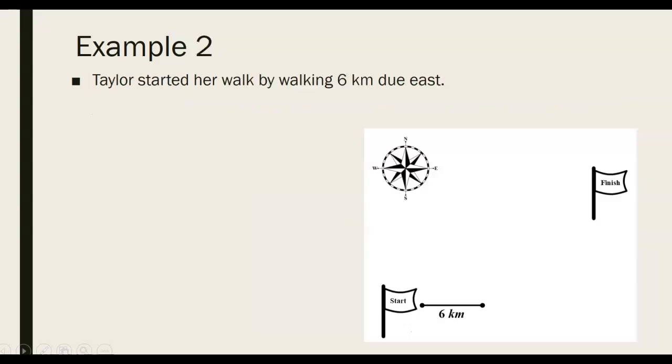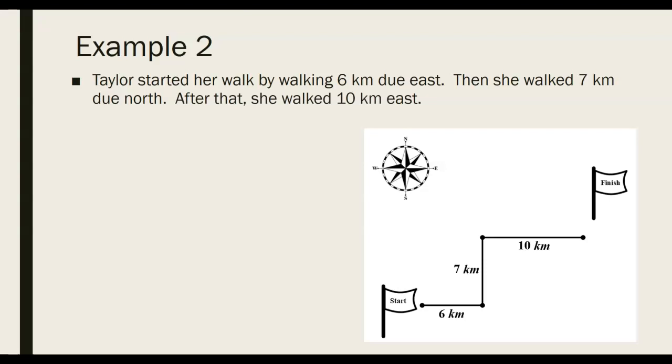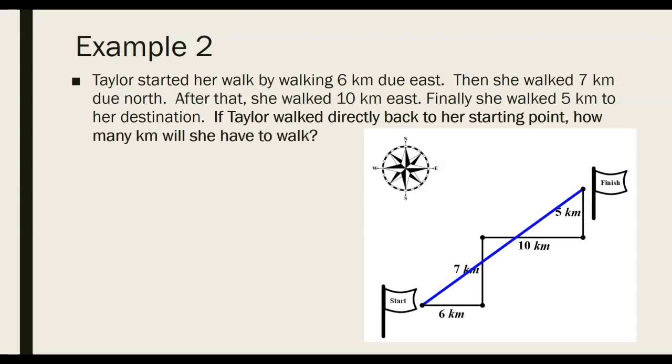Another type of problem, let's just take a look. Taylor started her walk by walking 6 kilometers due east. Then she walked 7 kilometers north, 10 kilometers east, and finally 5 kilometers north to her final destination. Well, if she took the direct route back, how many kilometers would she have to walk? So we're looking for the length of that blue segment.